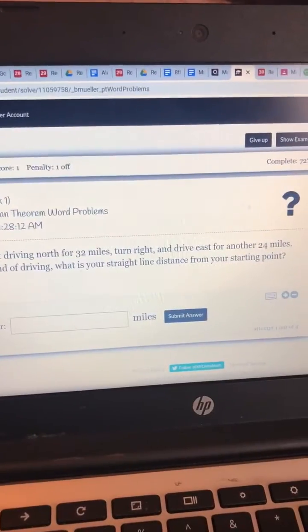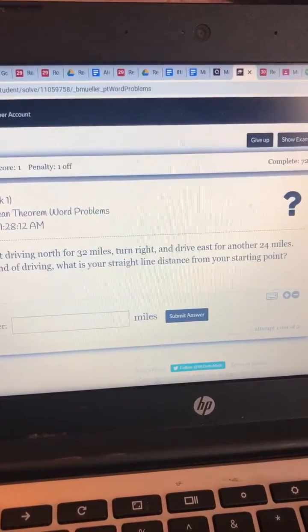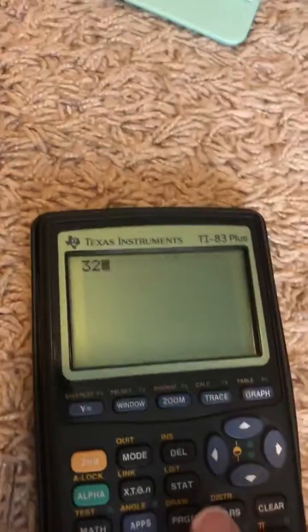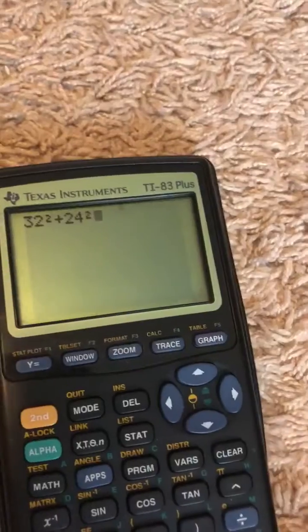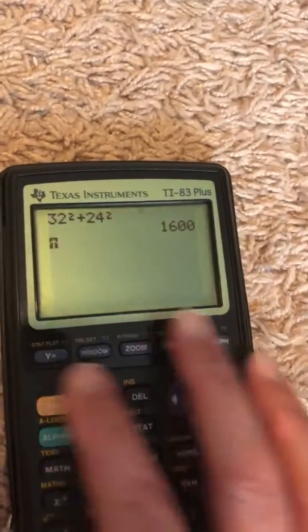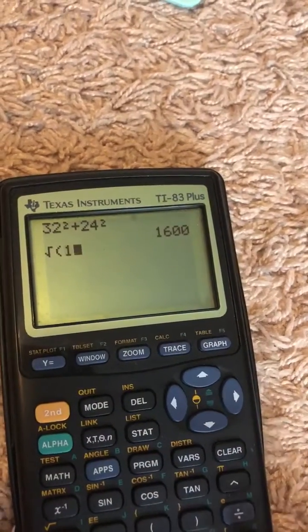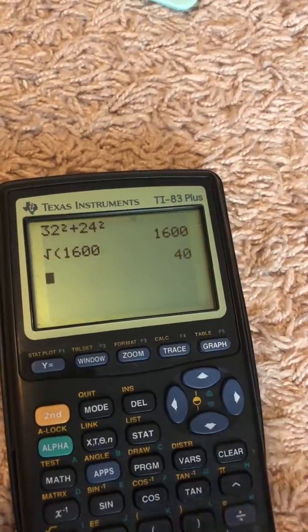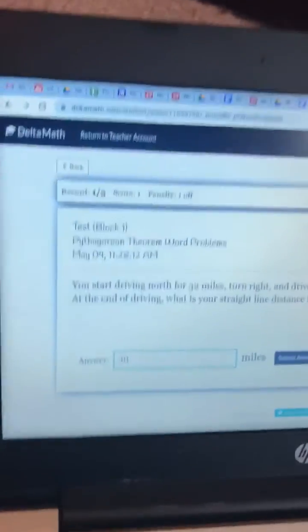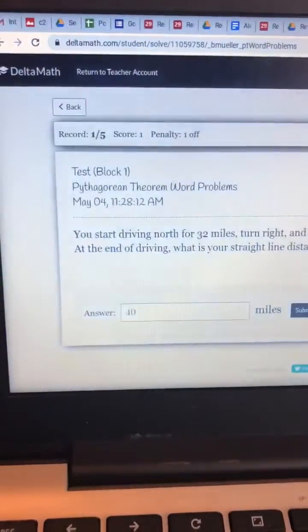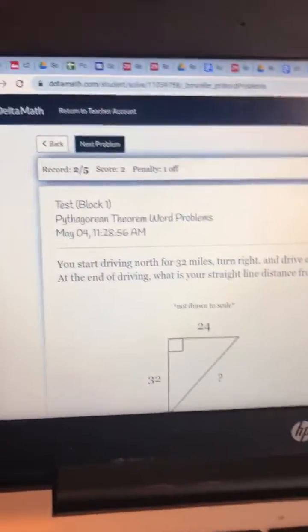So you're going to be squaring the 32, adding it to 24 squared, and then you take the square root. So I'm going to do 32 squared plus 24 squared, and then take the square root, and that's going to give me exactly 40. So plug that in, and then I have my check mark.